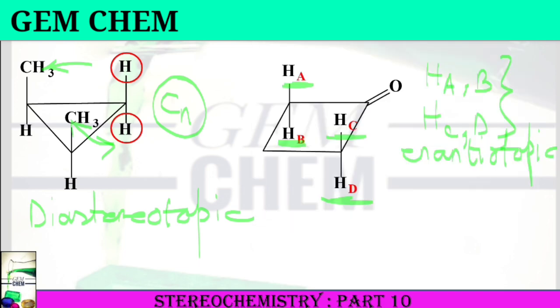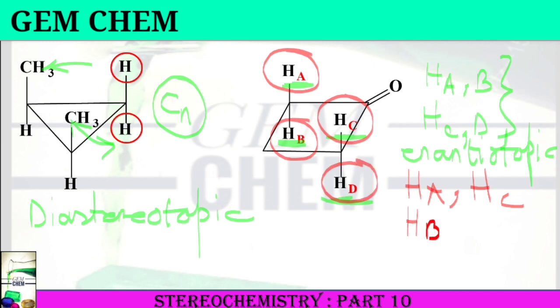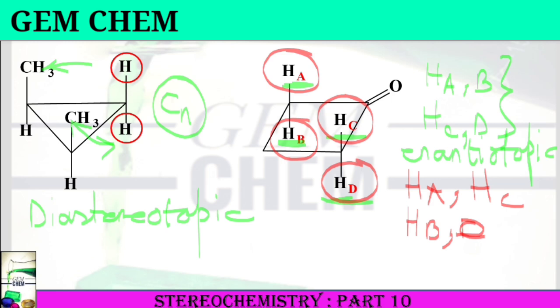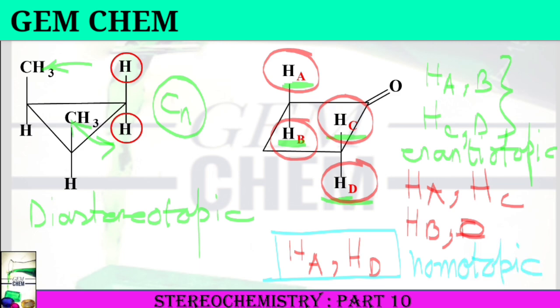Similarly, if you go for the next one, that is HA and HC, then also they are enantiotopic. Also your HB and HD are enantiotopic, these pairs. And the last one which is left with you is HA and HD. So when we are considering HA and HD, this one will be your homotopic, because these can be exchanged by symmetry axis. Okay, so we have 5 pairs and 5 relationships in a particular molecule.